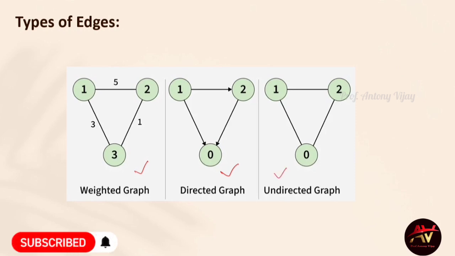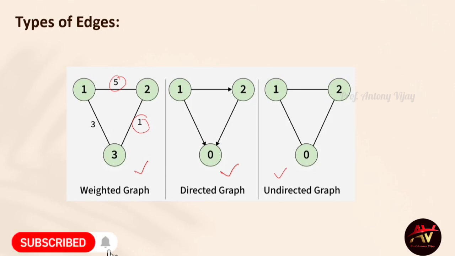So weighted graph means what? We are assigning a weight between 2 different vertices. So here the weight between 1 and 2 is what? 5, and 1 and 3 is 3, and 2 and 3 is 1. This is the weight. Some weightage we are assigning between every edge.